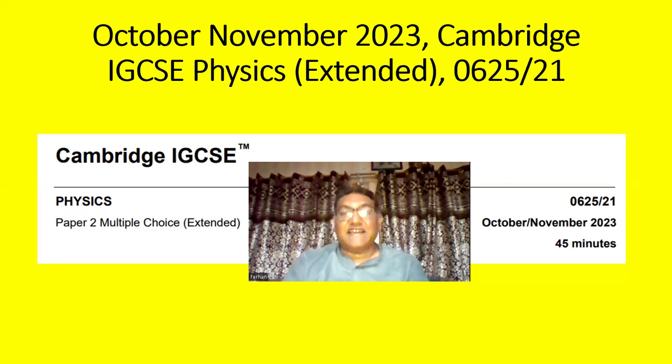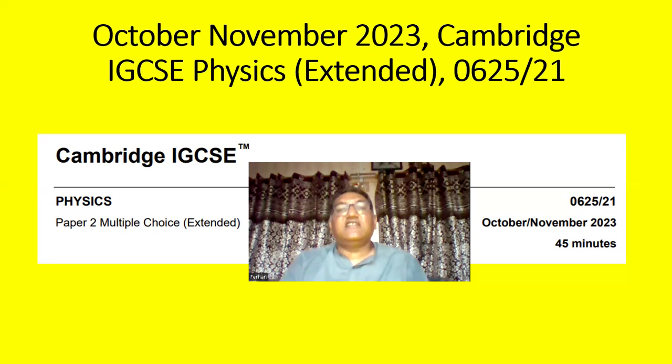And this is extended physics. The code of the subject is 0625. Today we have set our heart to solve paper 2 of this subject. Paper 2 is the multiple choice paper. Here we have 40 multiple choice questions, and the time allowed for this paper is 45 minutes.